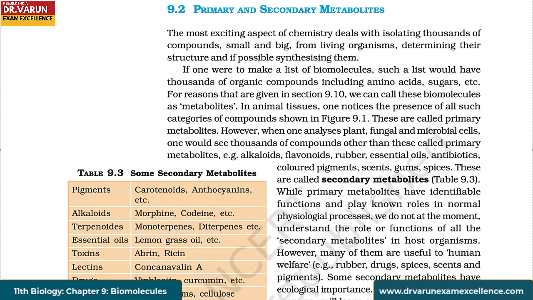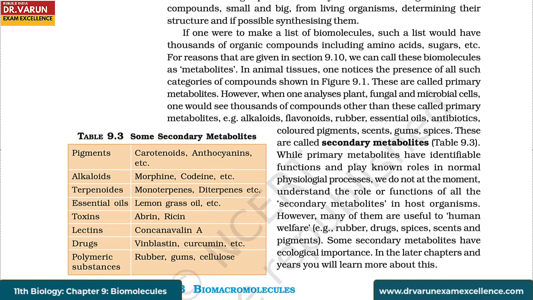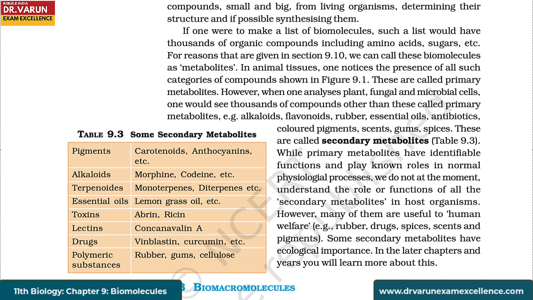Primary and secondary metabolites. The most exciting aspect of chemistry deals with isolating thousands of compounds, small and big, from living organisms, determining their structure and, if possible, synthesizing them. If one were to make a list of biomolecules, such a list would have thousands of organic compounds, including amino acids, sugars, etc. For reasons that are given in section 9.10, we can call these biomolecules metabolites. In animal tissues, one notices the presence of all such categories of compounds shown in figure 9.1.